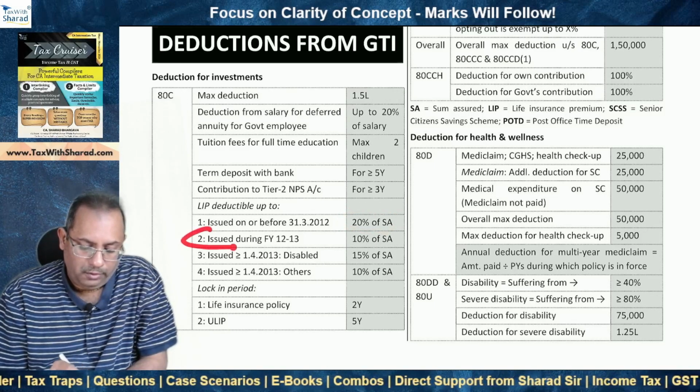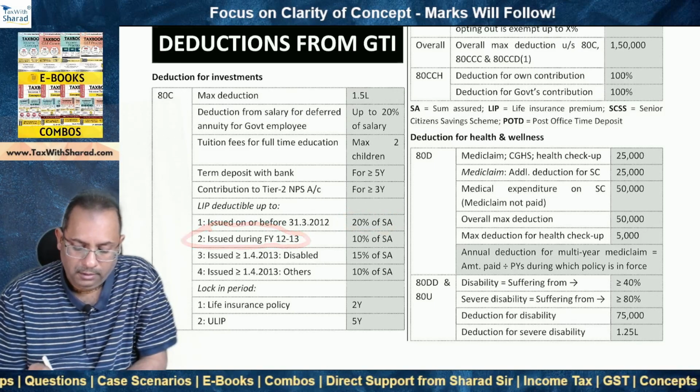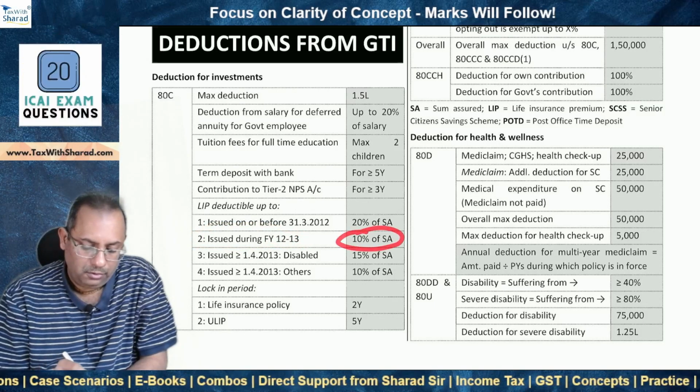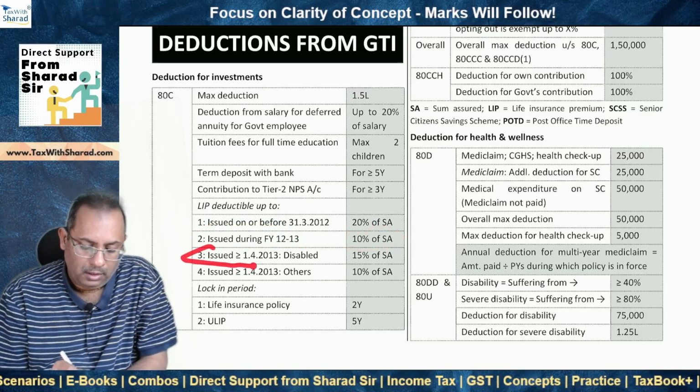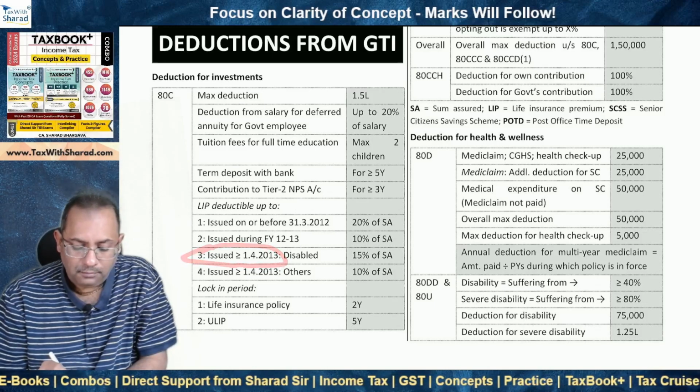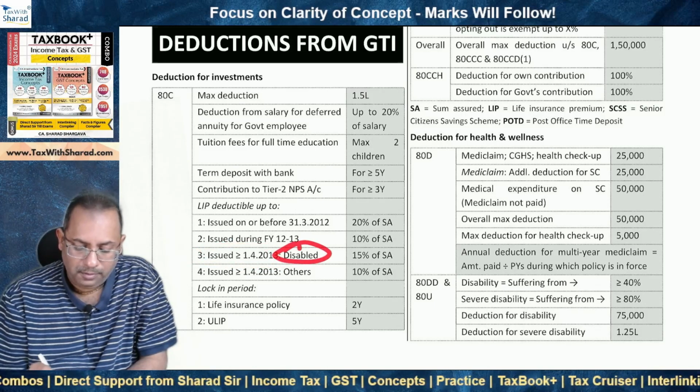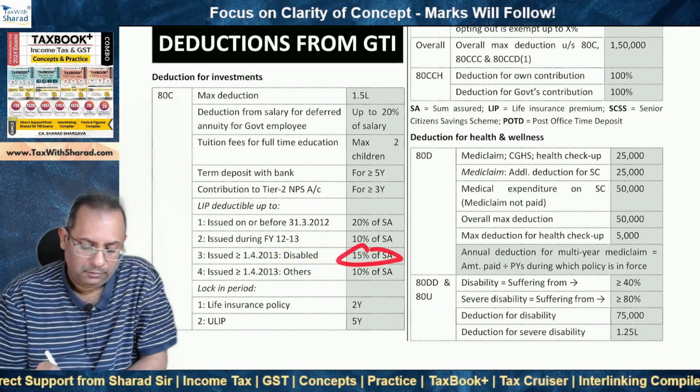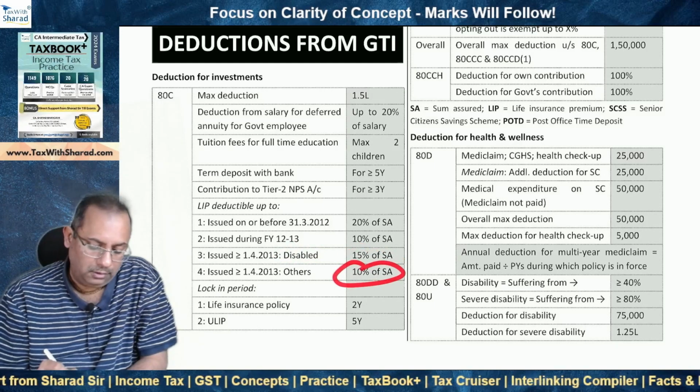If the policy is issued during FY 2012-2013, then the limit is 10% of sum assured. If it is issued on or after 1st April 2013, if the insured is a disabled person, then the limit is 15% of sum assured. Otherwise, the limit is 10% of sum assured.